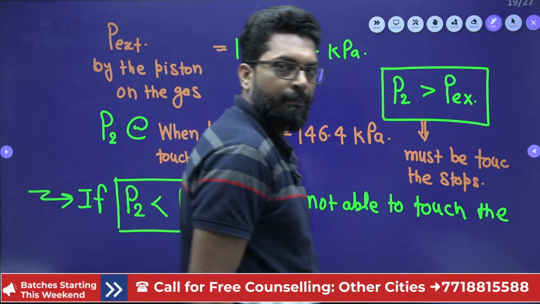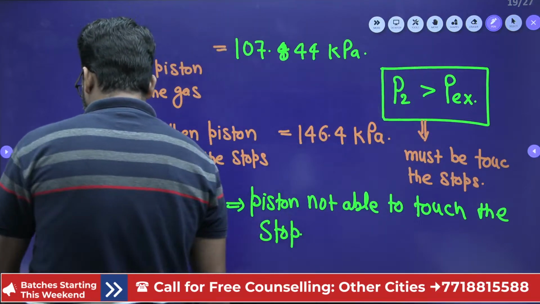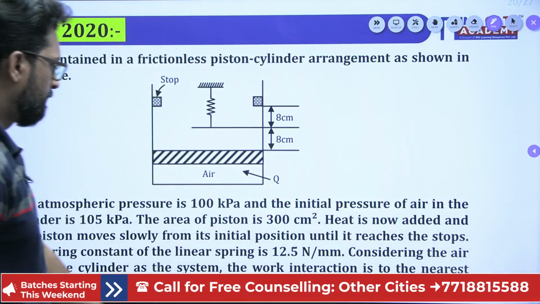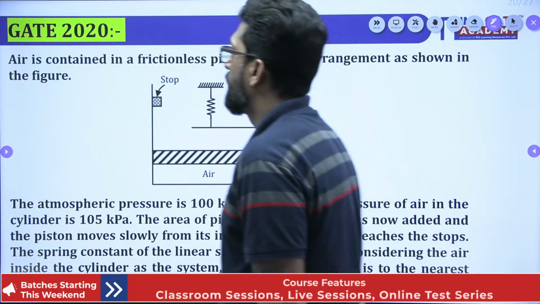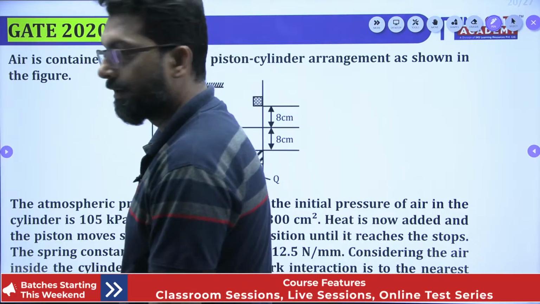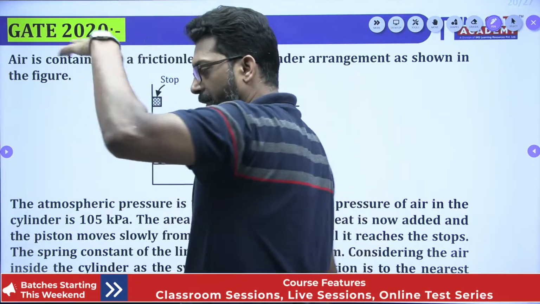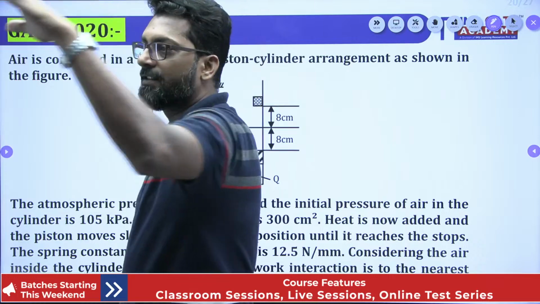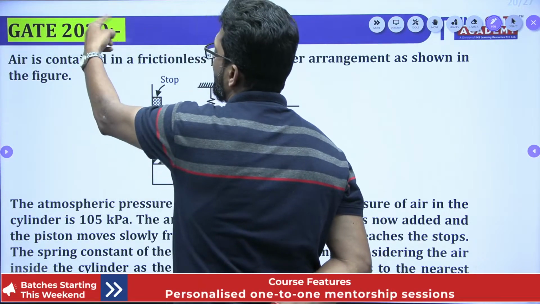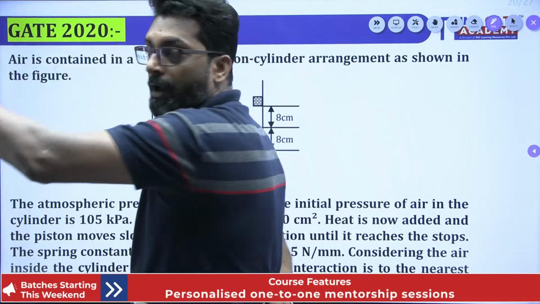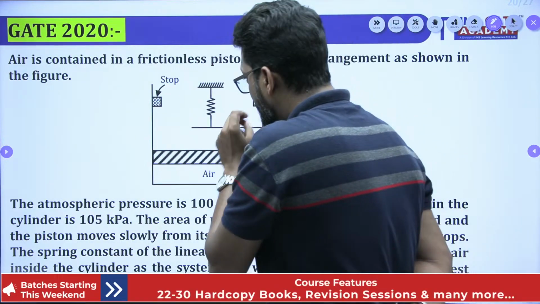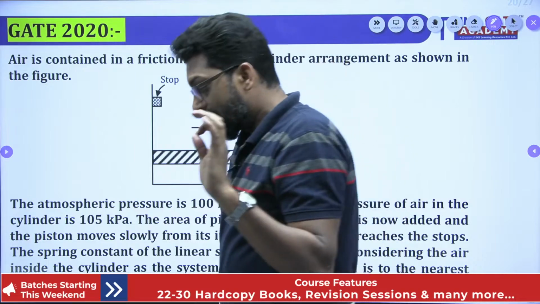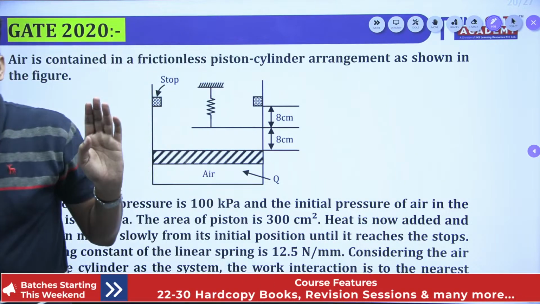Okay? Now we will take the next problem. This is a very simple problem. This is GATE 2020. Okay, a bit more current. In the previous classes we already discussed the 2023 problem. Now we will discuss the 2020 problem. See, this is a very simple problem. Why are we taking this problem?